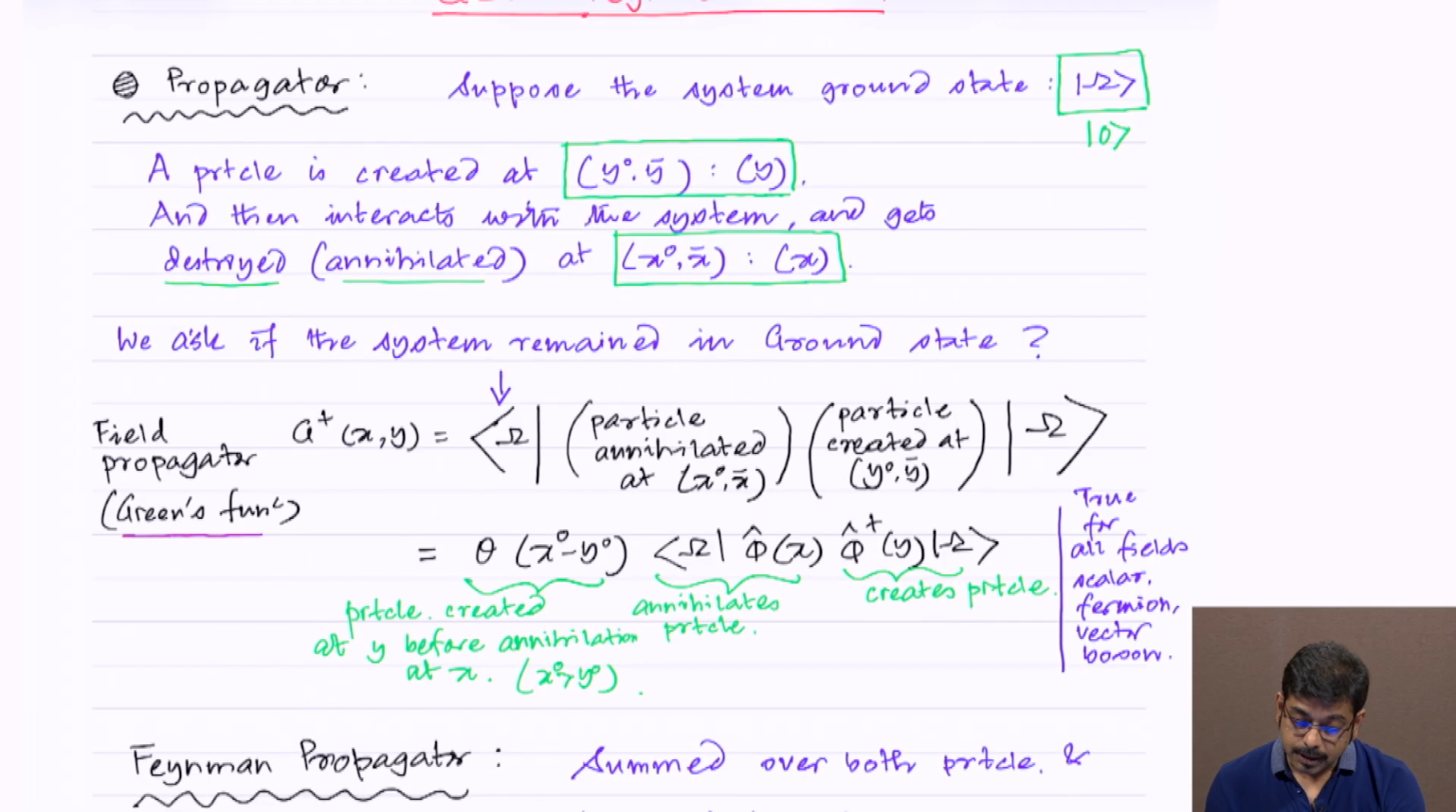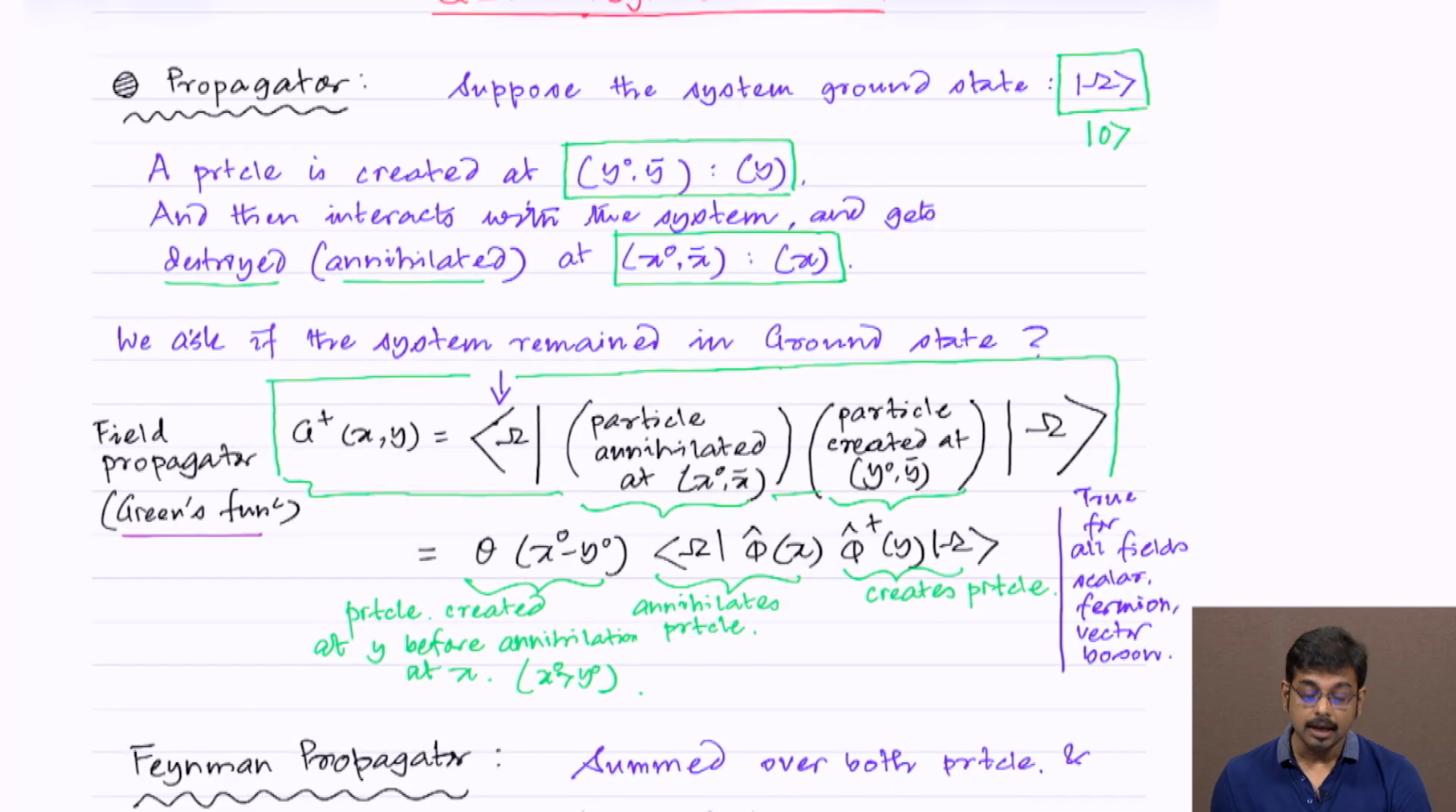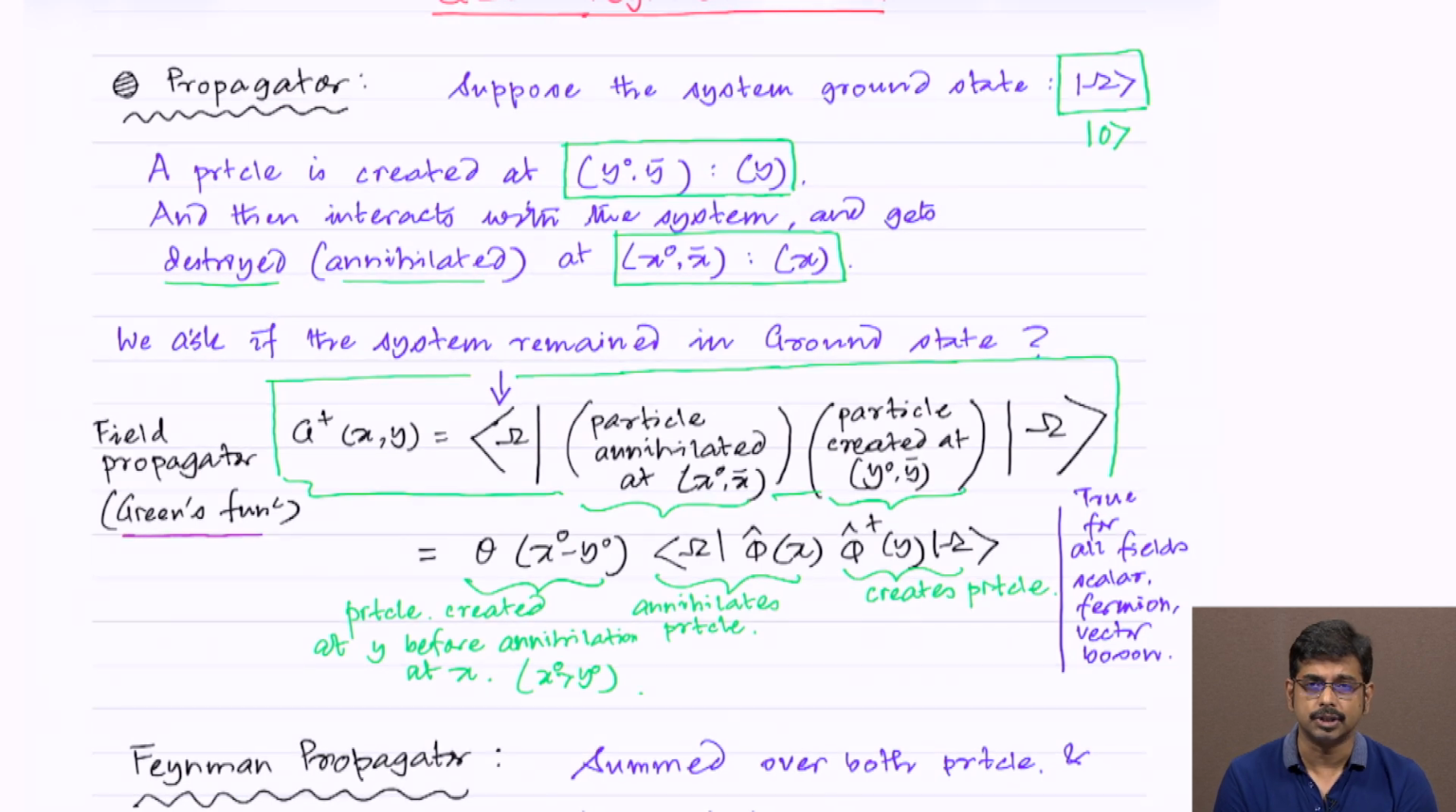And we ask the question of whether the system remains in the ground state itself, and that is exactly given by the definition of what you call the field propagator. Notationally we write it as G plus x comma y, which is basically an expectation value in omega, in which you have a particle created at y0, y, and a particle annihilated at x0, x. This is what represents the field propagator, and the notation G is because it is represented by the Green's function of this equation.